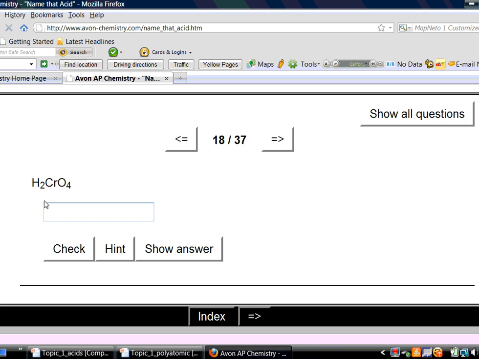Go ahead and try to name H2CrO4. Hopefully you recognize that we have one of our 10 polyatomics, chromate. So drop the ate ending, call it chromic acid.